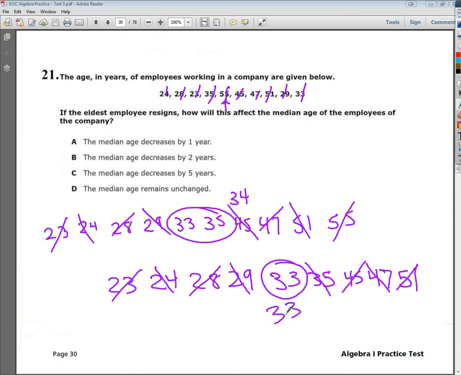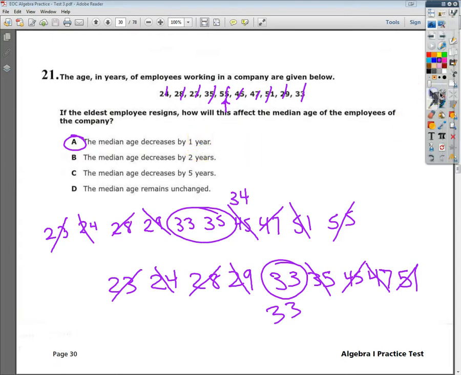So the question wants me to address what happens from one to the other. It's kind of easy sometimes to think about it in the wrong direction, but you started at 34 and now it's down to 33, so the median age decreases by 1 year. And that's all you have to do as far as that one is concerned, so it's not a huge deal. On the other side of it, you do want to pay attention to which way you're moving, because sometimes they'd say it increases by a year as one of the answer choices, just trying to sort of trap you into picking the wrong thing.